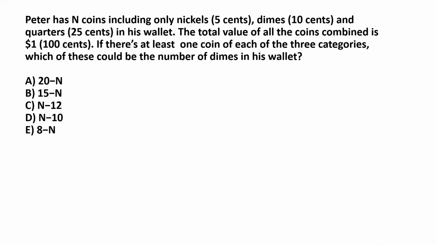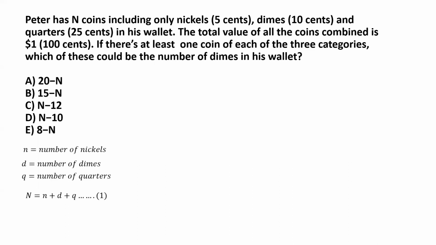So let's start with assuming that n is the number of nickels, d is the number of dimes, and q is the number of quarters. And we're trying to form some simple equations based on these quantities. The first equation that we can form is basically capital N, which is the total number of coins, being equal to small n plus d plus q. So that's the very first equation that we can form.